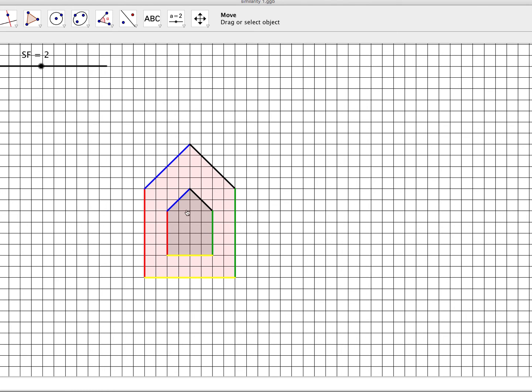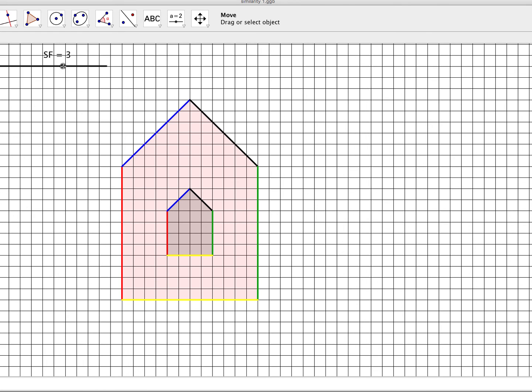We say the two shapes are equiangular, and because the sides have all been scaled in the same way, we say the two shapes are similar. So that's a condition for two shapes to be similar. They must be equiangular, the angles are unchanged, and the sides have been scaled by a scale factor. All the sides have been scaled in the same way.